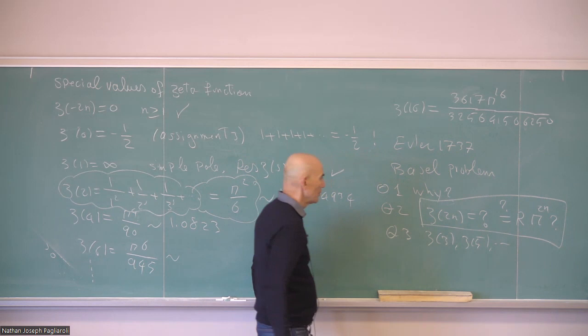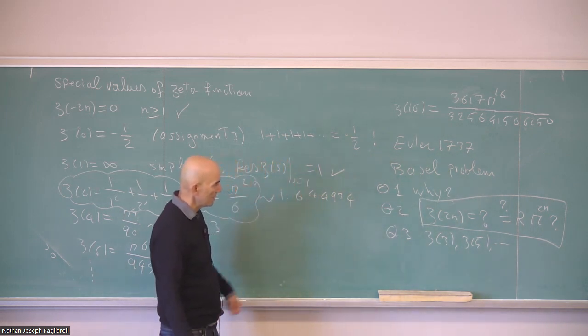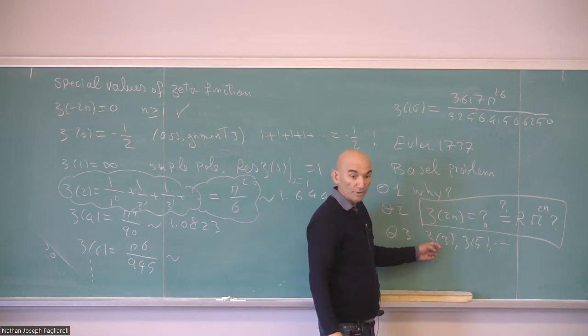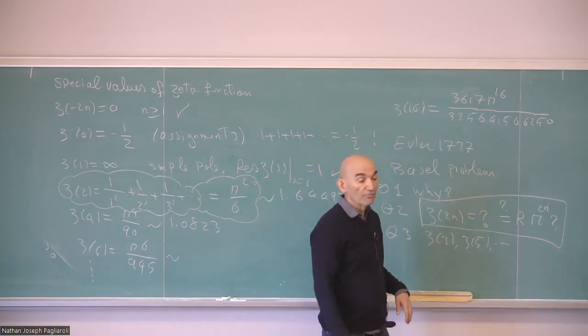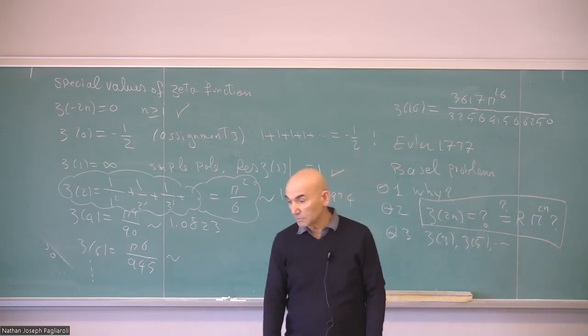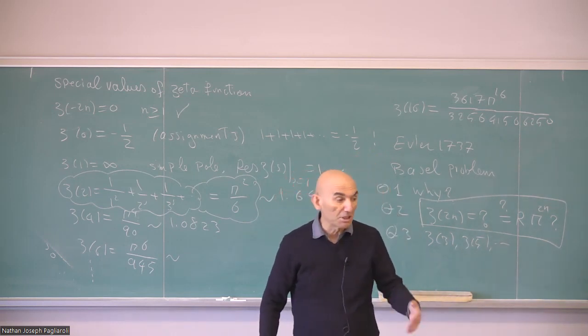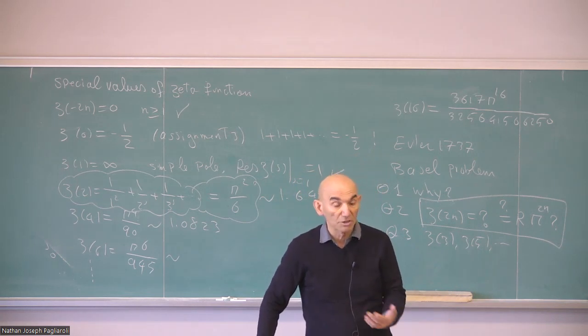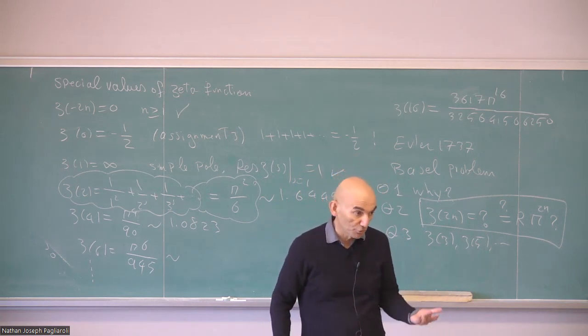I will write it down. I will write the answer, and then... but zeta of 3, and nobody knows what it is. We don't know. If you can come up with a formula for zeta of 3 in terms of known quantities like e, pi, gamma, Euler's gamma constant, all these things, you will get a Fields medal for sure.